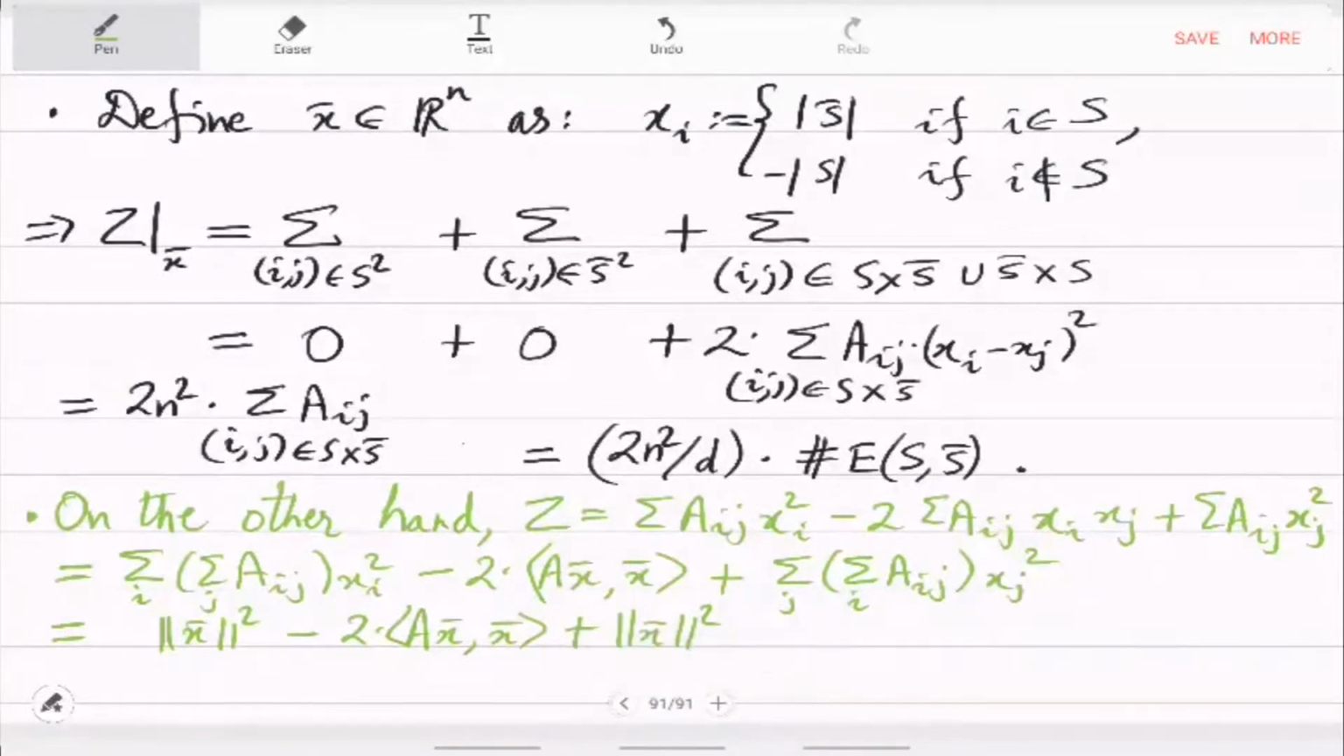Furthermore, you know something about A x bar. Note that here the x bar that we have chosen satisfies this property. So x bar is actually orthogonal to 1, right? Because if you add it up, sigma x_i, what do you get? Size of S times S bar minus size of S bar times size of S, which is 0, right?